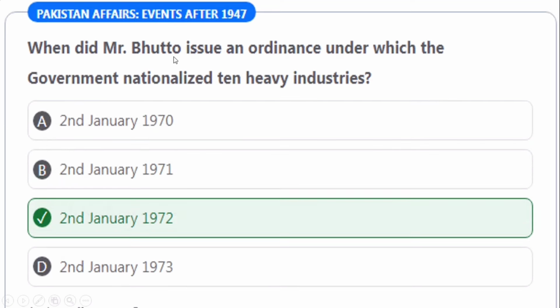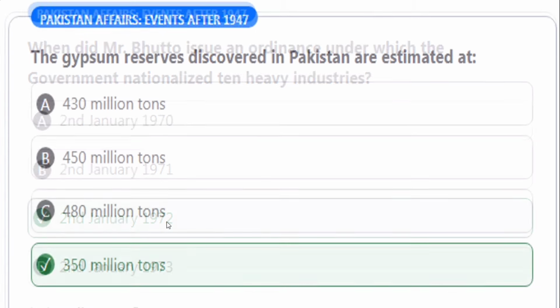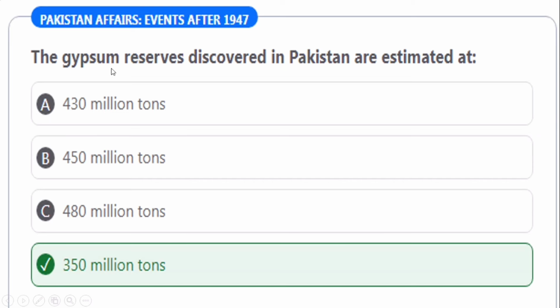When did Mr. Bhutto issue an ordinance under which the government nationalized 10 heavy industries? Right option A, C number 2nd January 1972. The gypsum reserves discovered in Pakistan are estimated at right option A, C number, D number 350 million tons.